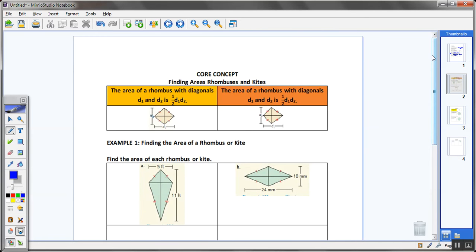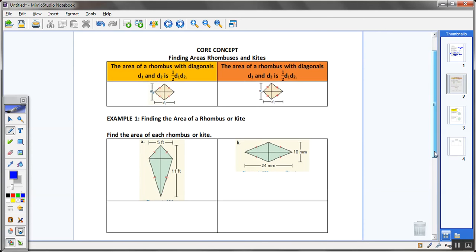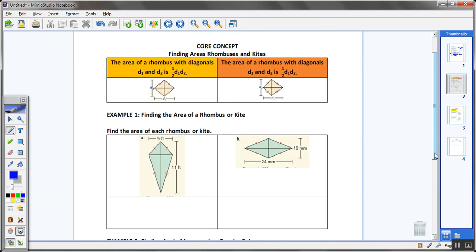First core concept up here today: finding areas of what and what. Okay, let's talk about a rhombus and a kite shape. First of all, how many sides to a rhombus or a kite? 4. Define rhombus for me as best you can. It's a regular polygon with all sides equal.